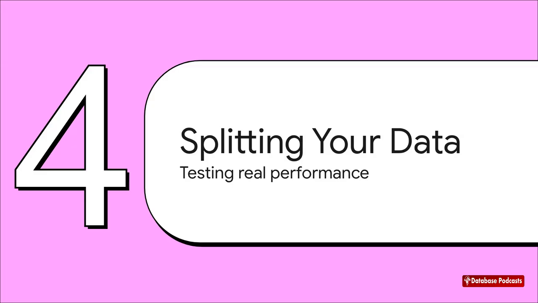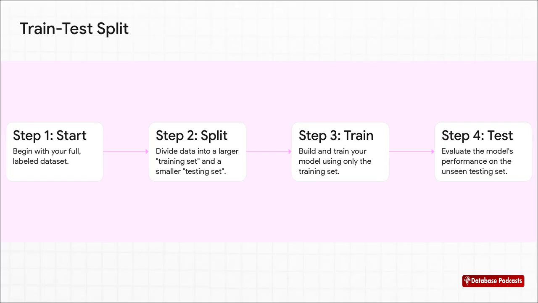So that brings up a really important question. How do we actually know if our model can generalize? I mean, we can't just launch it and wait to see if it fails on new customers, right? We need a way to test its real-world performance before it goes live. The solution is actually pretty straightforward, but it is absolutely critical. You split your data.